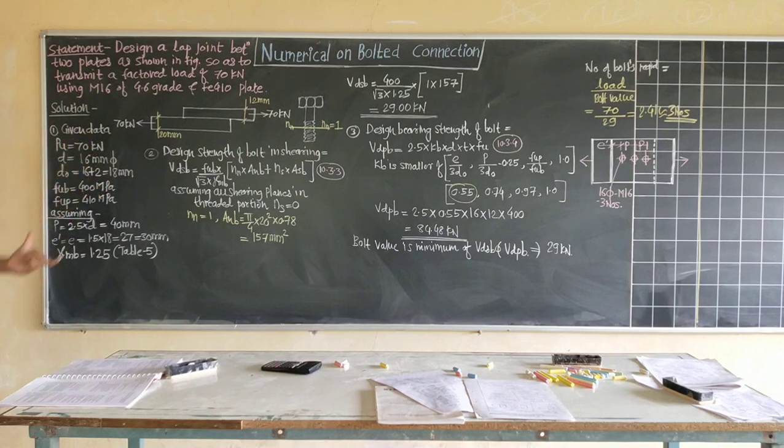Now, assuming pitch distance based on that data, again we have seen the clause as per IS 800:2007, the minimum pitch distance should be 2.5 times the diameter of bolt. So 2.5 times the diameter of bolt, the diameter we know is equal to 16 mm. So we will assume that value as 40 mm.